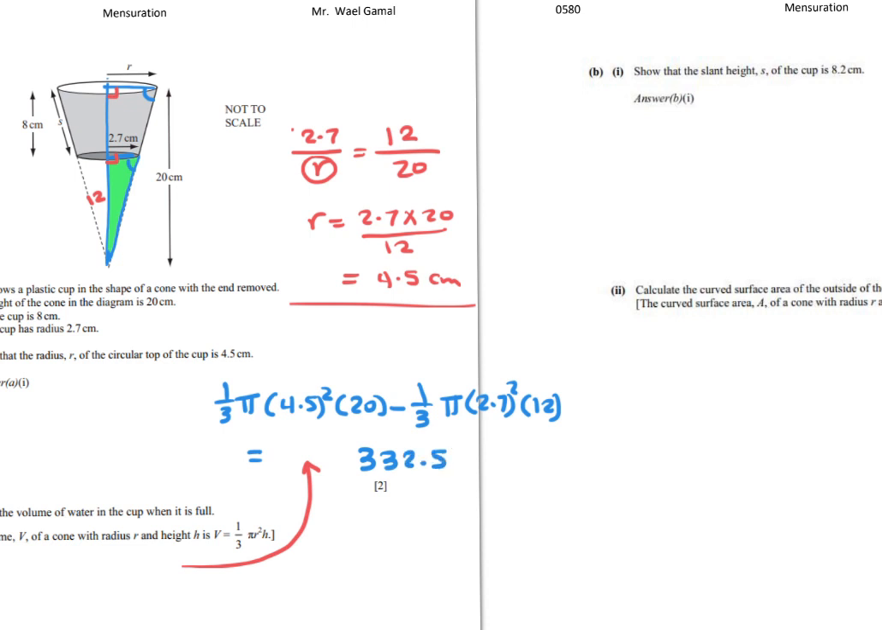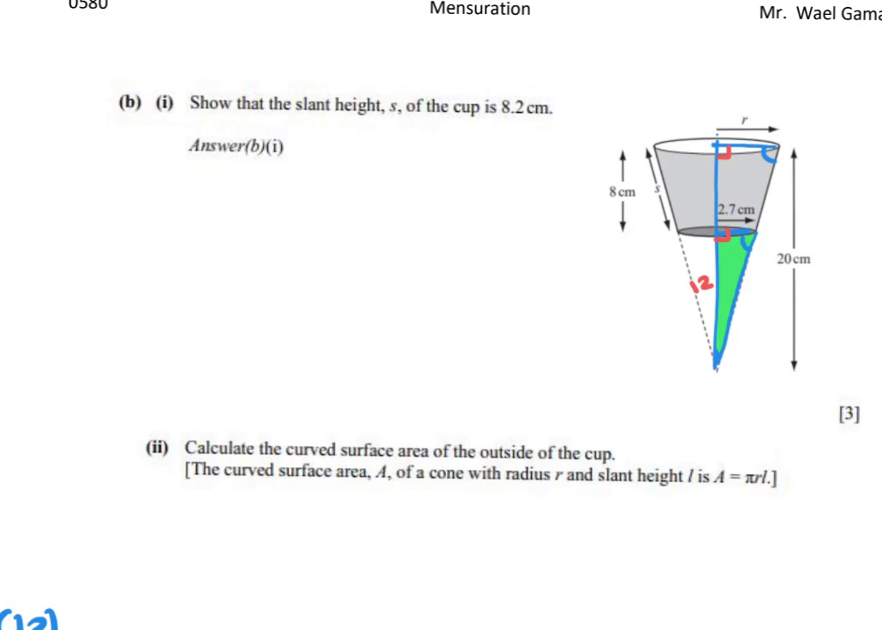332.5 centimeter cube. Now for B(i), show that the slant height of the cup, S, equals 8.2. How to find the slant height of the cup? In the cone, we have a relation between R, the height, and the slant height. So the slant height is the hypotenuse of this right angle triangle.